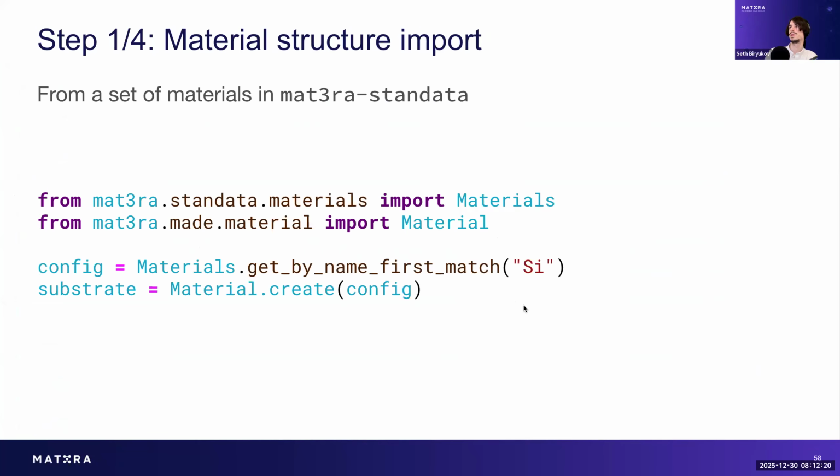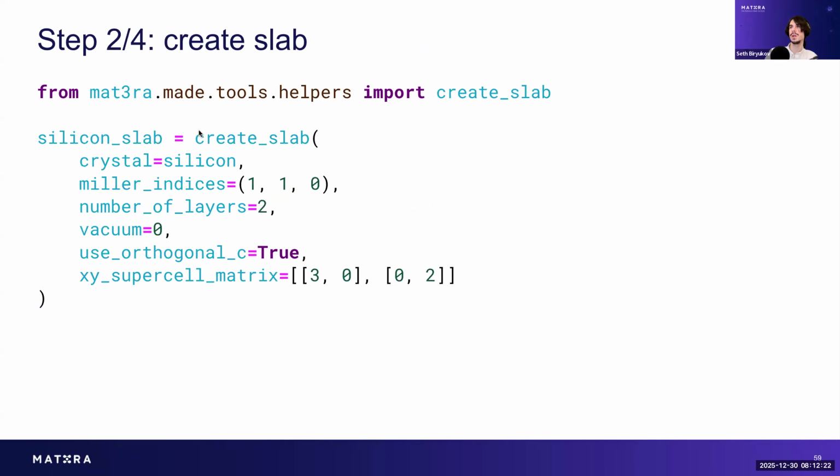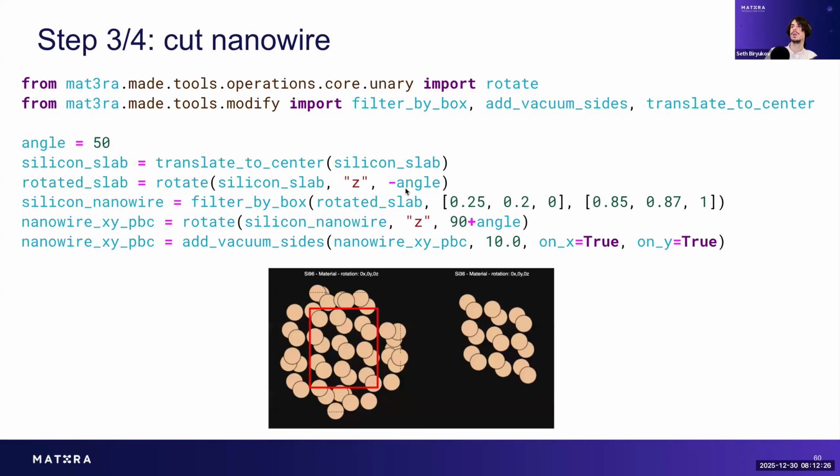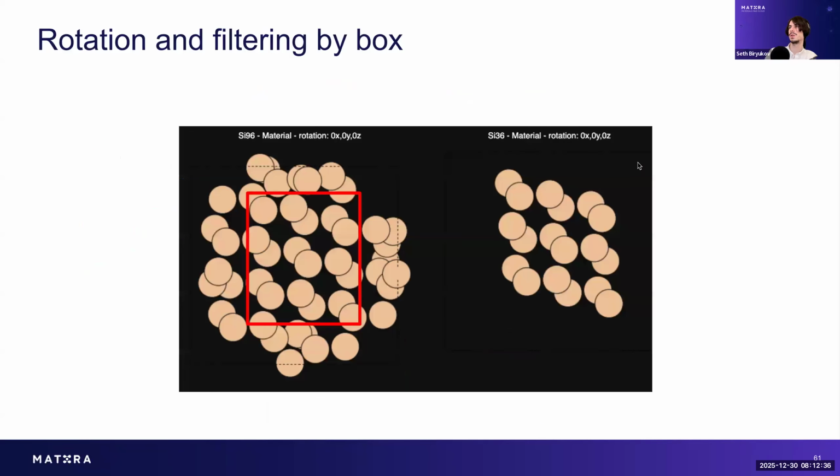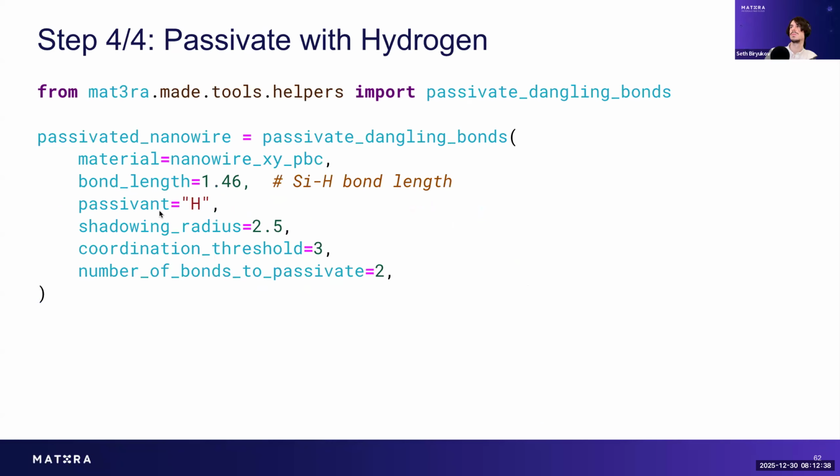So we would import material, silicon, create a slab in the specific orientation, and then we need to rotate and cut the nanowire. This was discussed in one of the previous webinars. So after we get the material, we need to passivate dangling bonds.